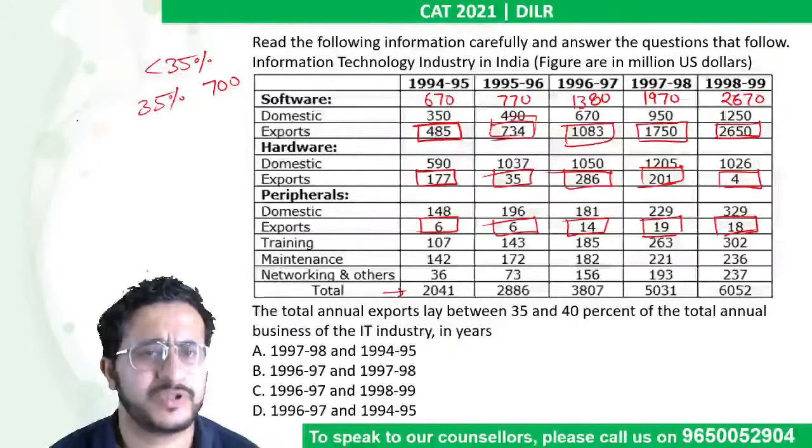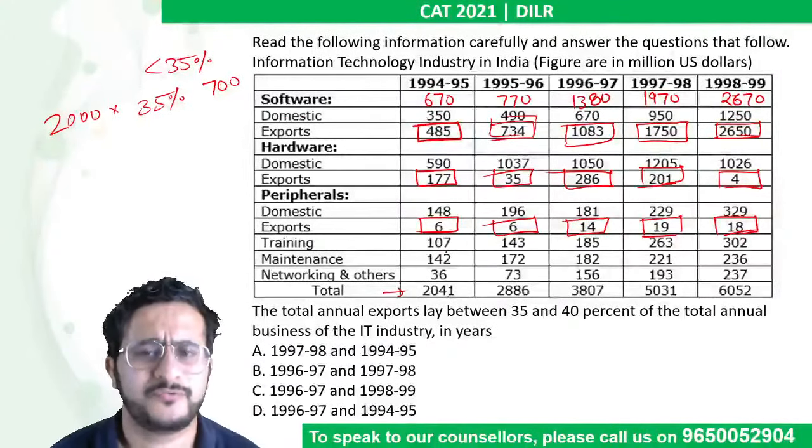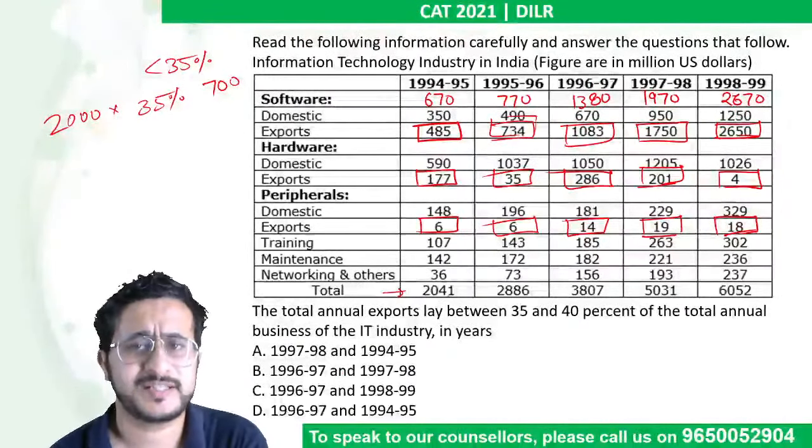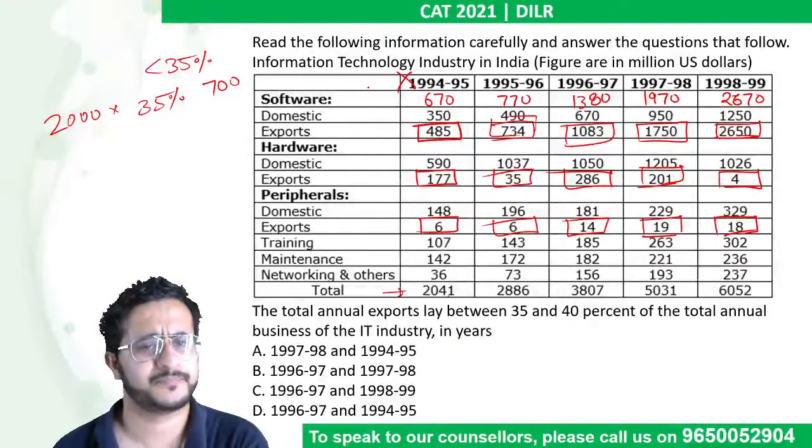ठीक है, 2000 का 35% कितना होगा? 700 होगा. 2041 का तो 700 से भी ज्यादा होगा. It will be even more than 700, right? So this is definitely less than 35. So 1994 is not possible, right?